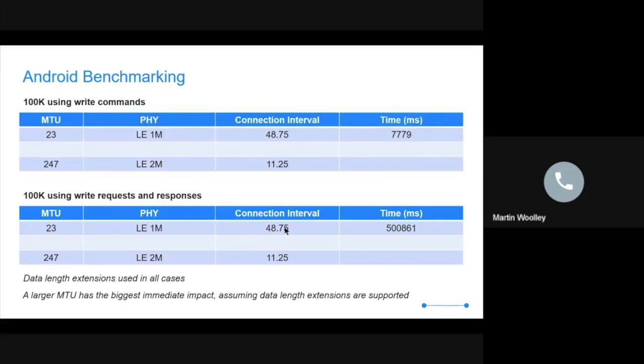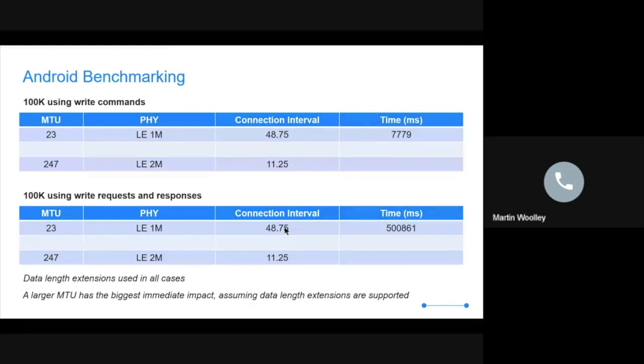I wrote an application a few weeks ago, and all it did was write 100K of fairly arbitrary data to a remote peripheral device over a connection. And I ran some tests with defaults, and I ran some tests with me using the APIs to optimize the throughput to the best of the device's abilities. And here's what happened. In the first case, I used write commands. So these are unreliable, but they're fast.